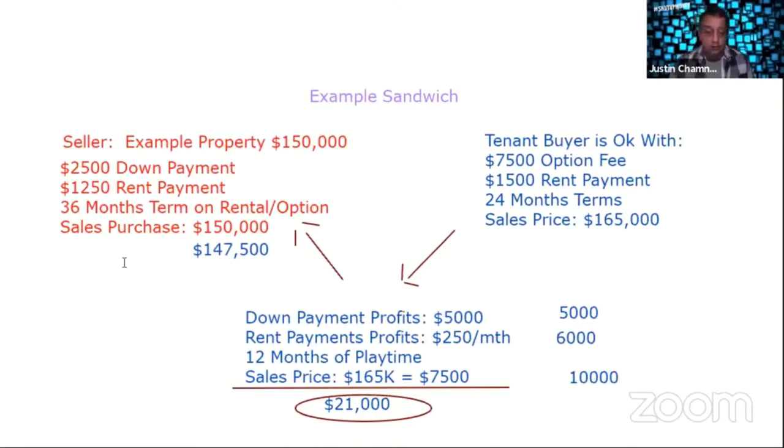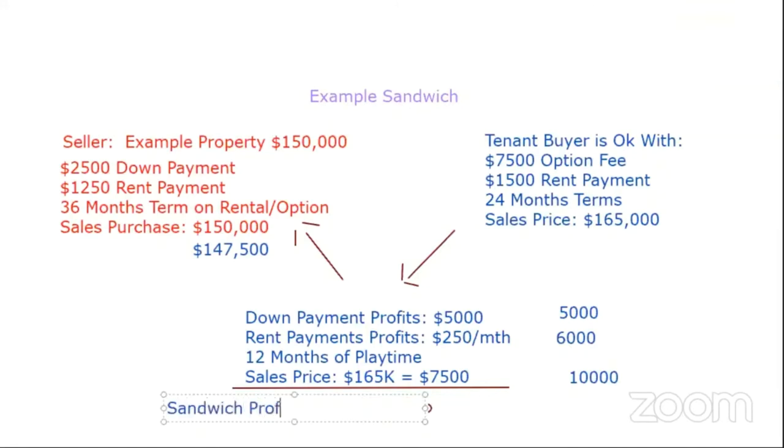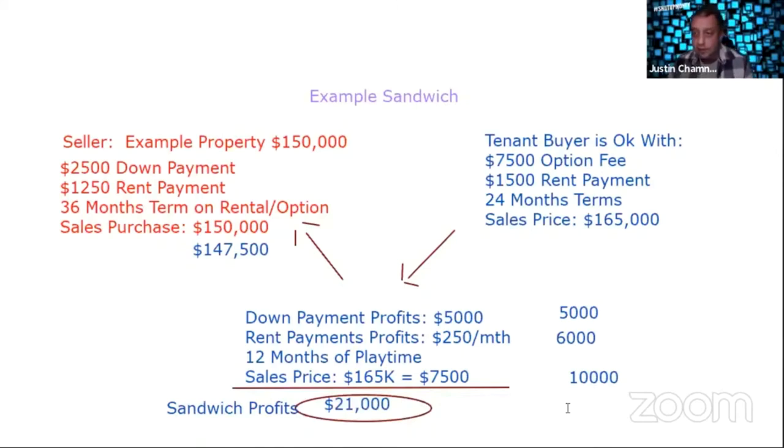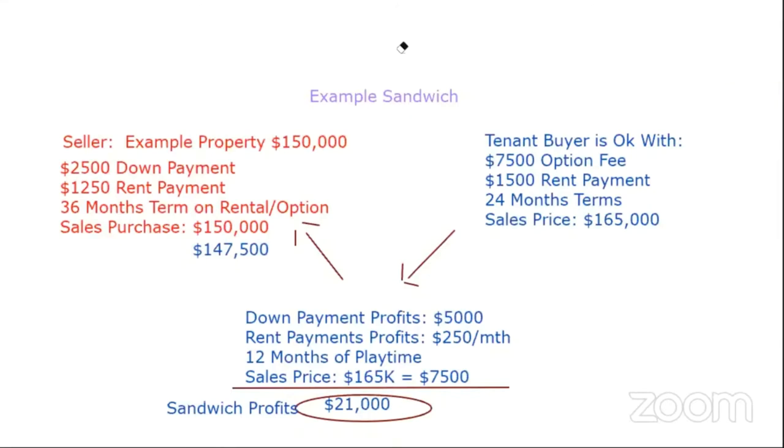Okay, so the total profits here on our sandwich are $21,000. Okay, what if we did not sandwich this? What if we had assigned this deal over to the tenant buyer as an assignment lease option? As an assignment lease option, what kind of money would we have made then? Someone tell me. Depends on your option price.